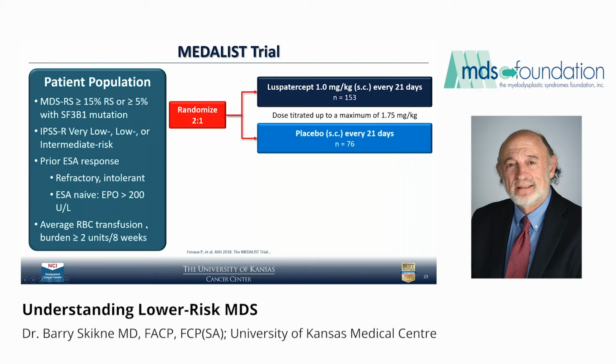They had to be receiving red cell transfusions, at least 2 or more units every 8 weeks, and they should have failed to respond to an ESA, to erythropoietin treatment, or they had a response and they lost their response, or if they had an erythropoietin level greater than 200, they didn't have to have prior ESA treatment, because when you get over an erythropoietin of 200, and certainly over 500, the response to these ESA agents drops off significantly.